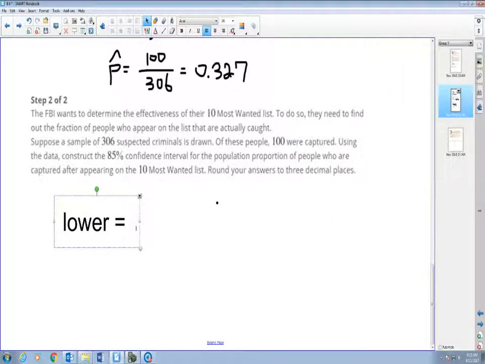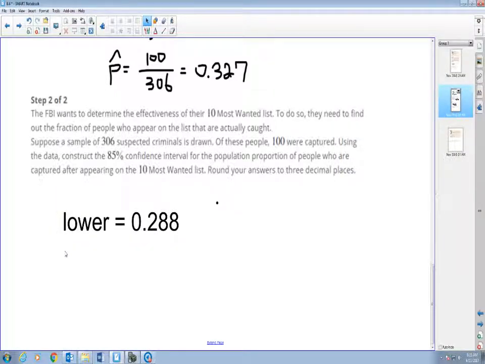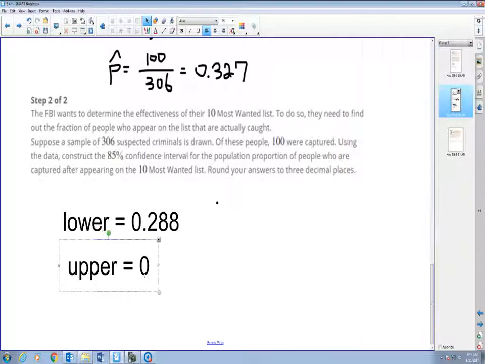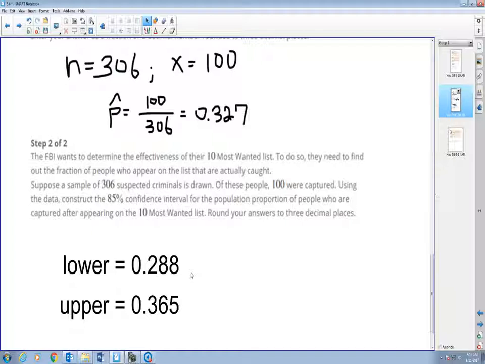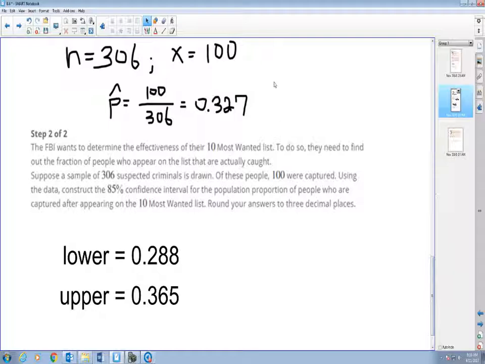About 0.288, my upper 0.365. So that tells me that my true population proportion P, the percent of criminals being caught on the top 10 most wanted list, is from 0.288 to 0.365. It's somewhere in the middle. Okay, just like estimating the population mean, we use our point estimate to construct this confidence interval.